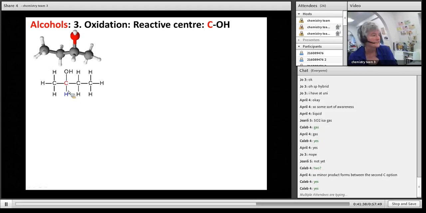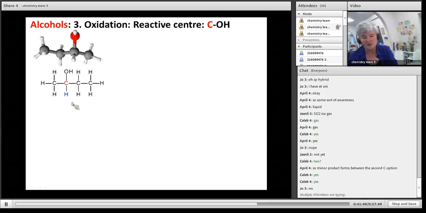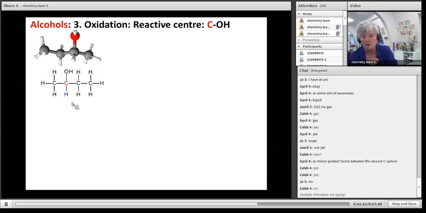Yes, this is an example of a secondary alcohol. This red carbon's attached to 2 other carbons, so it's a secondary alcohol, and the red carbon has a hydrogen on it. Can tertiary alcohols be oxidized? No, because there are no hydrogens on it. In a tertiary alcohol, this would have been another carbon.